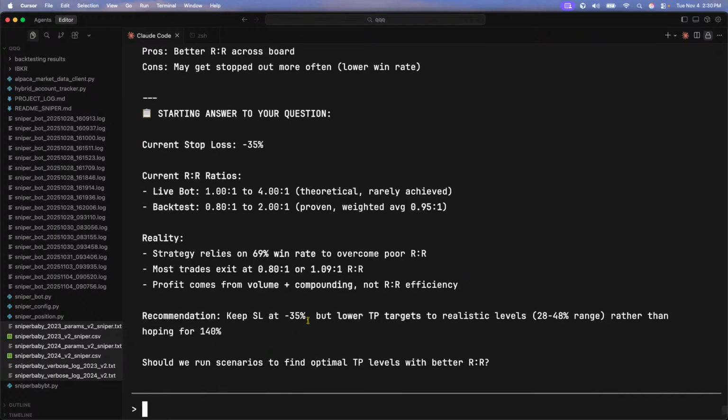Keep the 35% but lower the TP targets to be realistic, 28 to 48% range rather than hoping for the 140. The strategy relies on the 69% win rate to overcome the poor risk reward ratio. Most trades exit at 0.08 or 0.19 RR. Profit comes from volume plus compounding, not RR effectively.